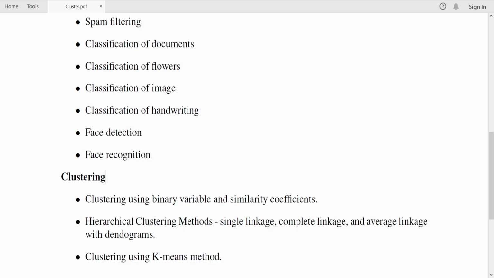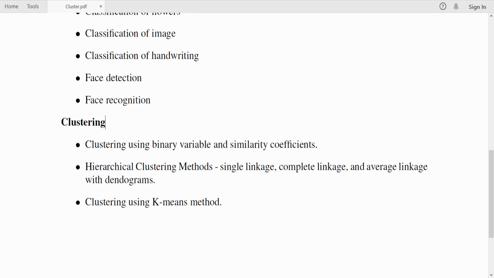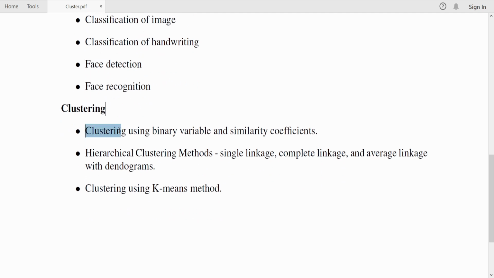We will only cover a couple of clustering methods. So we will do an exercise with clustering using binary variable and similarity coefficients. Then we will talk about hierarchical clustering methods. So there are single linkage, complete linkage, and average linkage. We will see what those mean. And we will draw dendrograms. And in the end, we will cluster using k-means method.